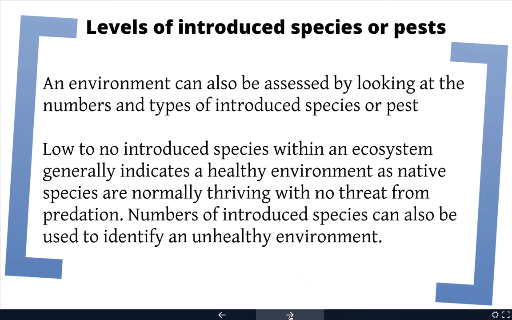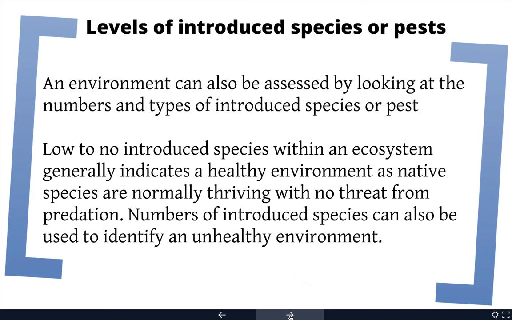Right, and the last indicator of how healthy an outdoor environment is, is the levels of introduced species or pests, and that, I guess, is pretty self-explanatory. By looking at the numbers and types of introduced species in an area, you can tell how healthy it is, because more introduced species will compete with native species for habitat.